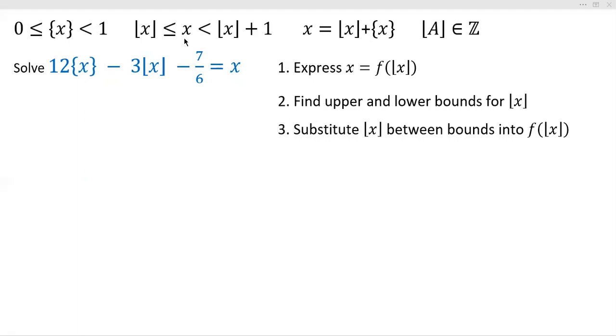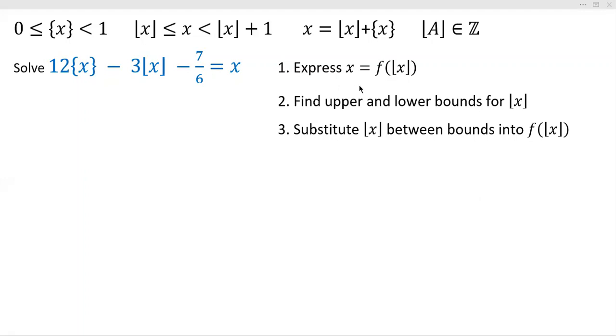Step 2, you can use this pinching inequality, if you want to call it that, to find upper and lower bounds for the floor. And then, of course, once you get the upper and lower bounds, that gives you a list of potential floors that will satisfy the conditions. Then you'll substitute those floors in. That's step 3. I really think this is a nice little Betty Crocker way to do this.